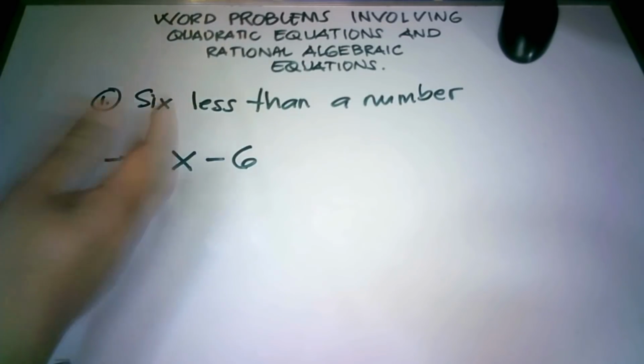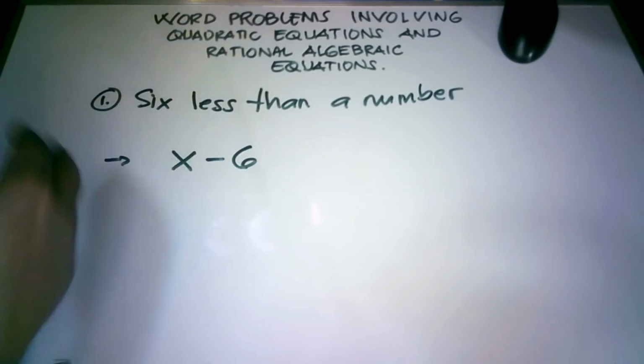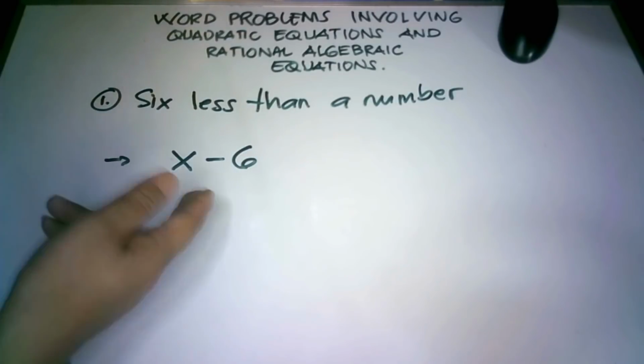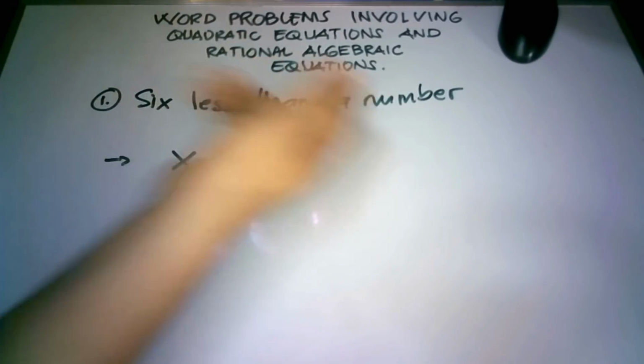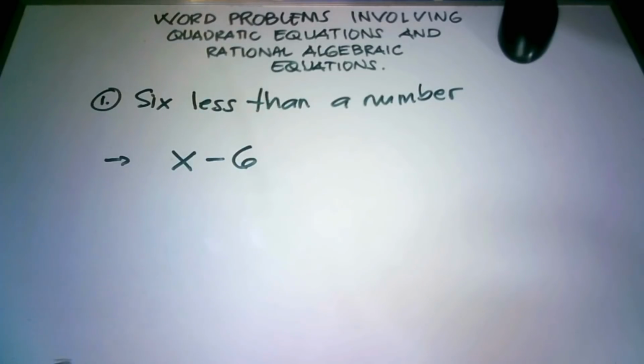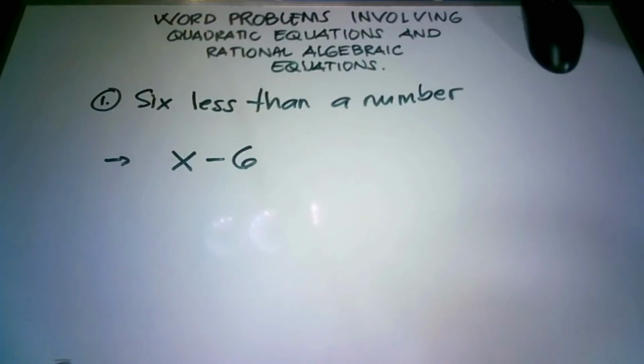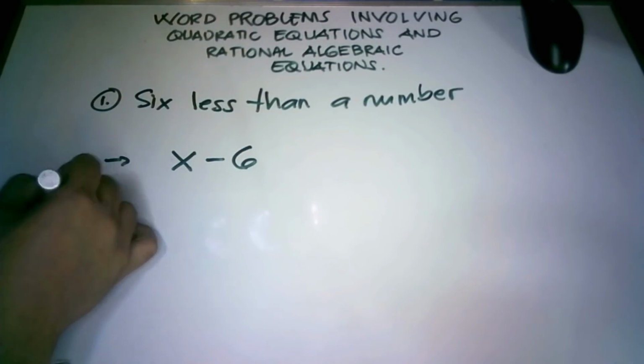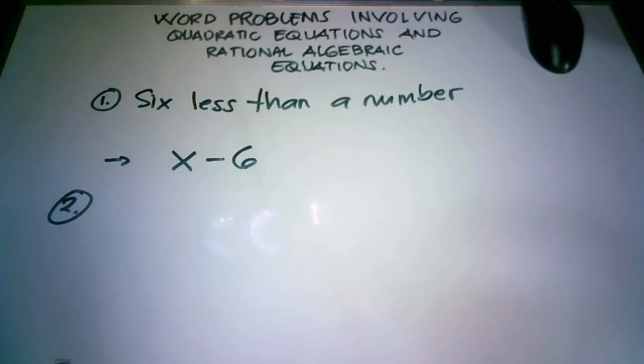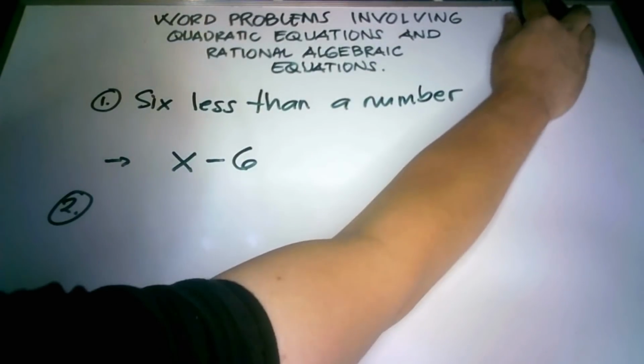So, if we are going to understand the thought, 6 less than a number. So, that is how we are going to see that one. So, number 2. Let's have another one, no? Number 2.